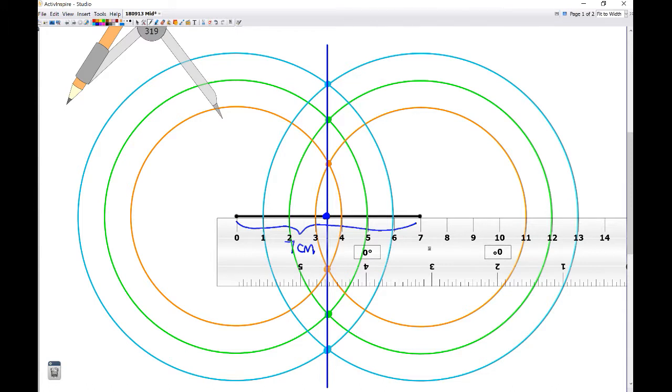Okay, so measure in centimeters from the left end of the line segment to where that new line crossed. You should get about 3.5. About 3.5 centimeters, is that about right? Yeah. Okay. All right, so let's mark that down.